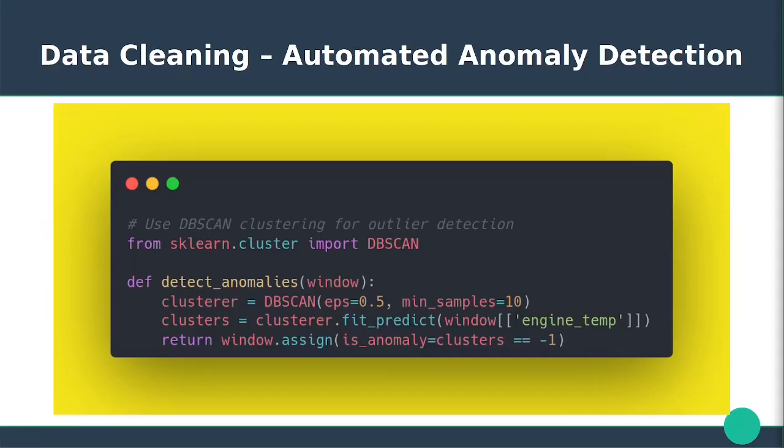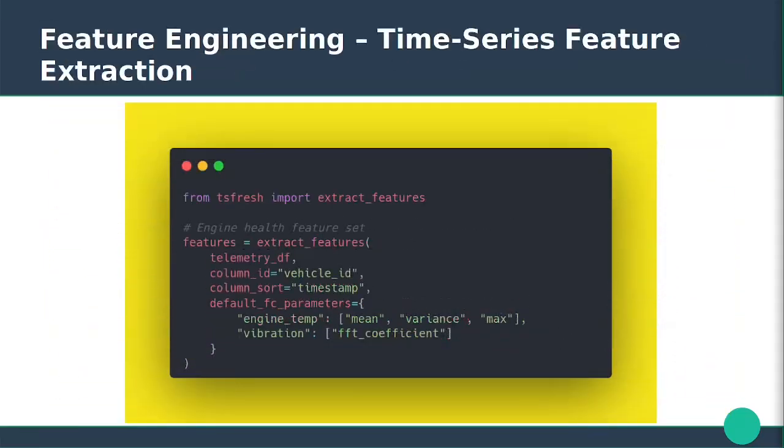And here's a pro tip: we can run these transformations directly on Kafka streams using Spark structured streaming for real-time cleaning. Moving on to our next topic, which is going to be feature engineering.